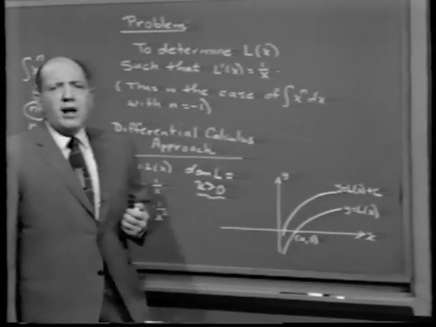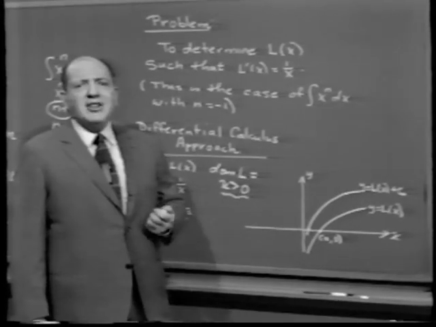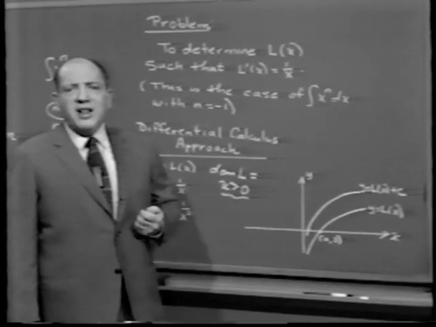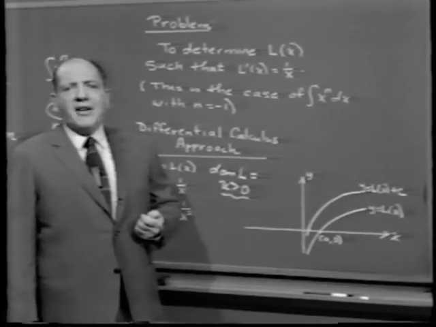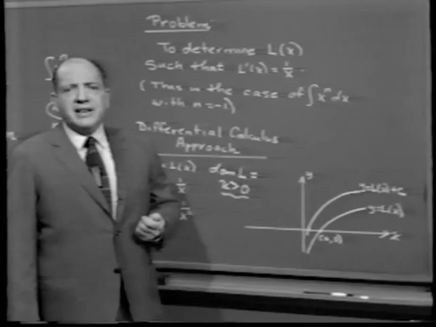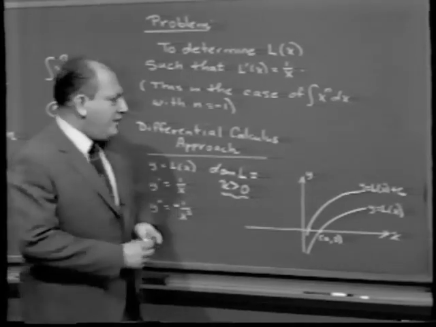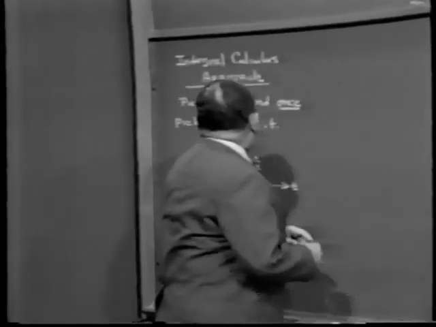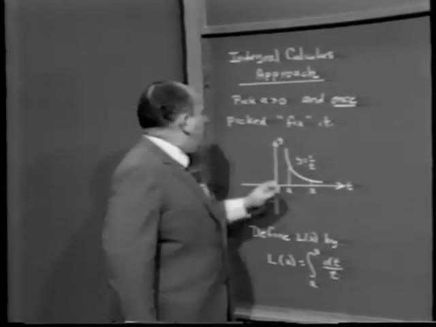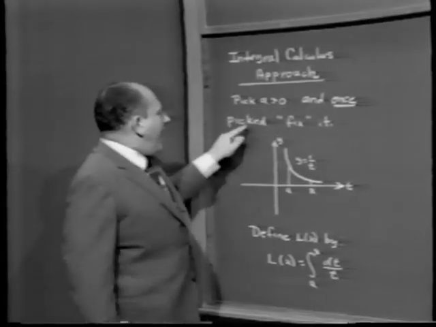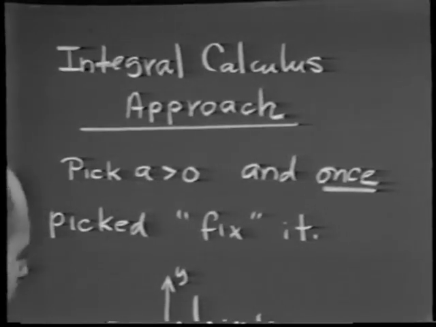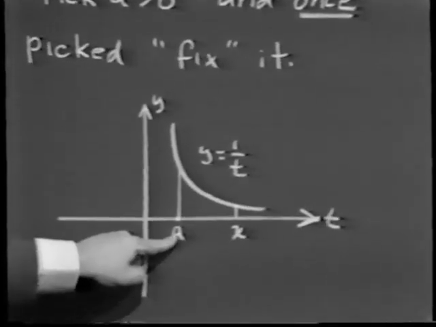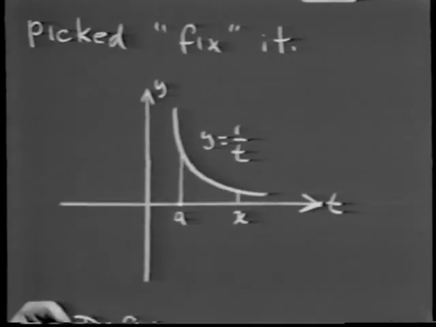Okay? Now, suppose we want a more tangible form, namely, how do you compute L of x for a given x? I thought what might be a nice review now is to see how we can use our integral calculus approach, and in particular, the second fundamental theorem of integral calculus. By the integral calculus approach, we pick any positive number a, and once picked, we fix it. You see, we have a great deal of freedom in how we choose the positive number a, but let's pick one and leave it here.